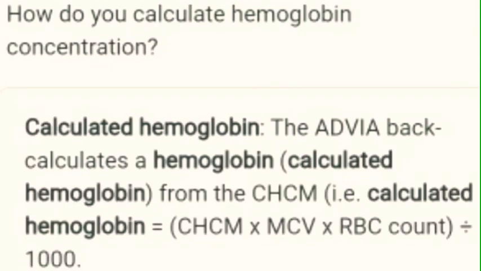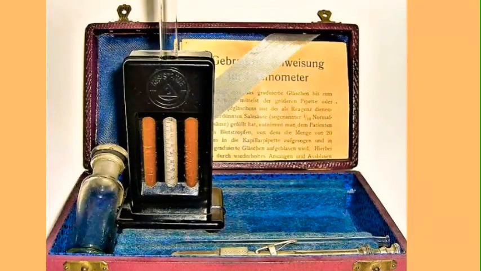How do you calculate hemoglobin concentration? Calculated hemoglobin, the Advia calculates hemoglobin from the CHCM. Calculated hemoglobin is equal to the concentration of cyan methemoglobin times MCV times RBC count divided by 1000, which is the accurate result of the hemoglobin in percentage. CHCM is the calculated hemoglobin concentration of cyan methemoglobin.